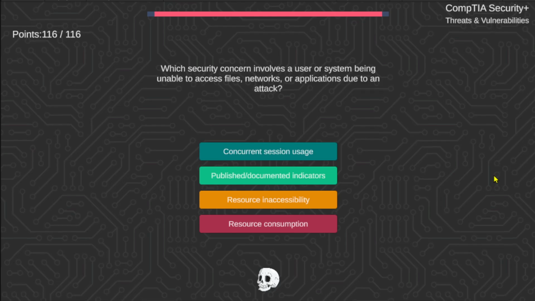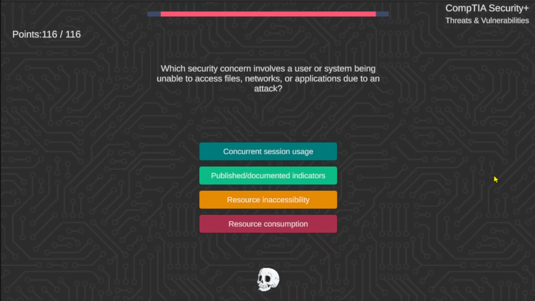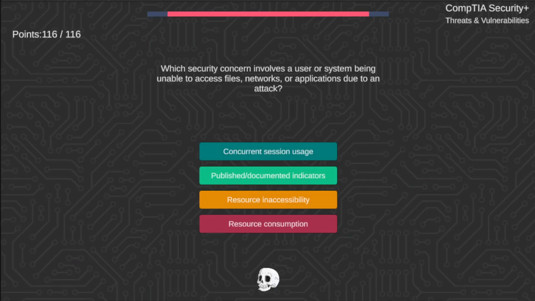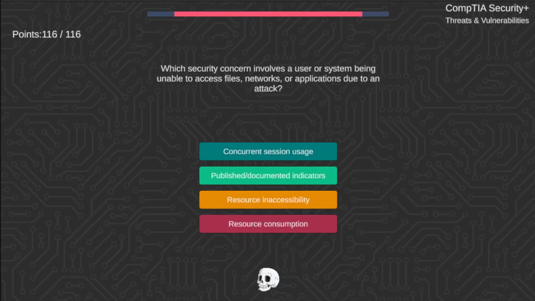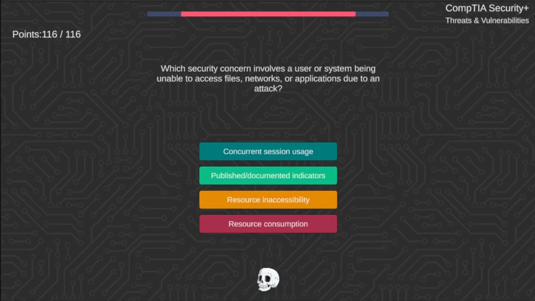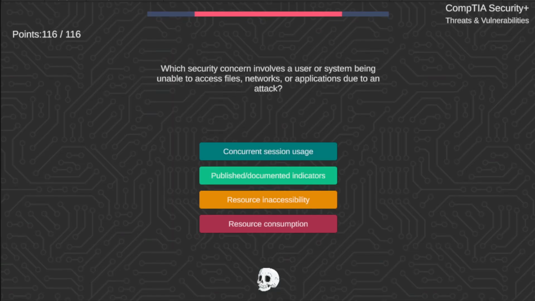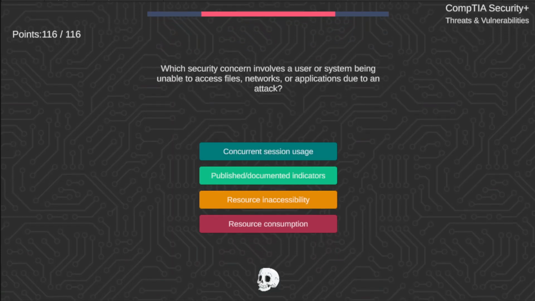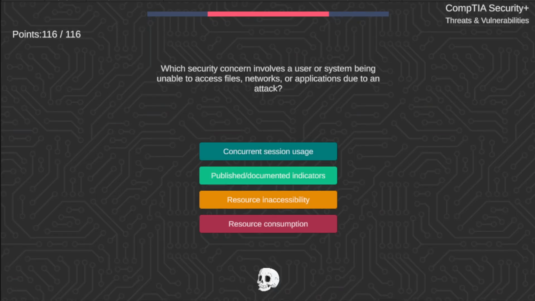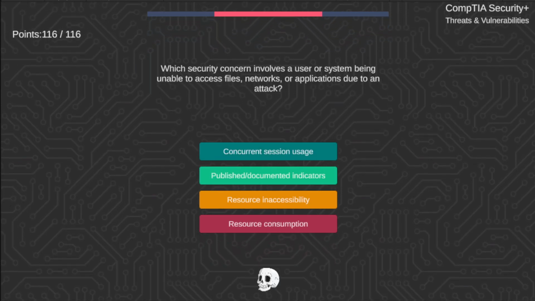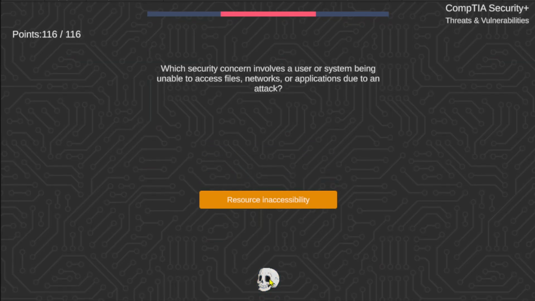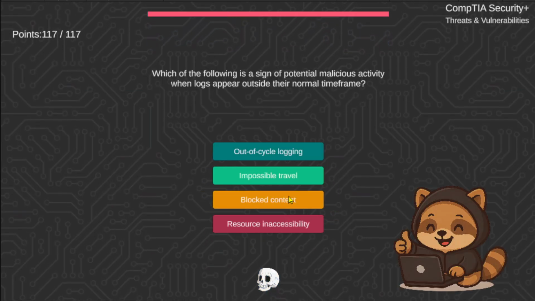Which security concern involves a user or system being unable to access files, networks, or applications due to an attack? Concurrent session usage, published documented indicators, resource inaccessibility, or resource consumption. Involves a user or system being unable to access files, networks, or applications. Correct answer is resource inaccessibility.